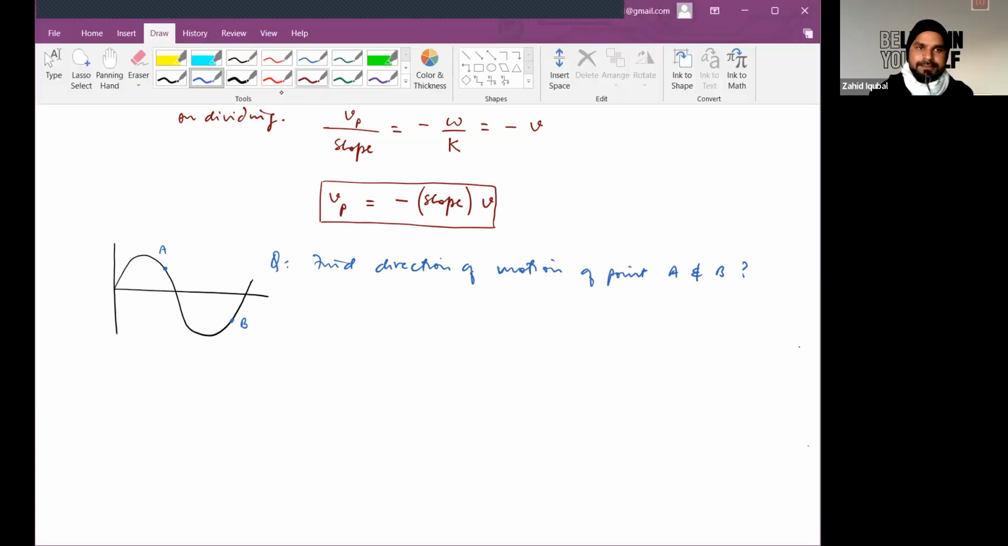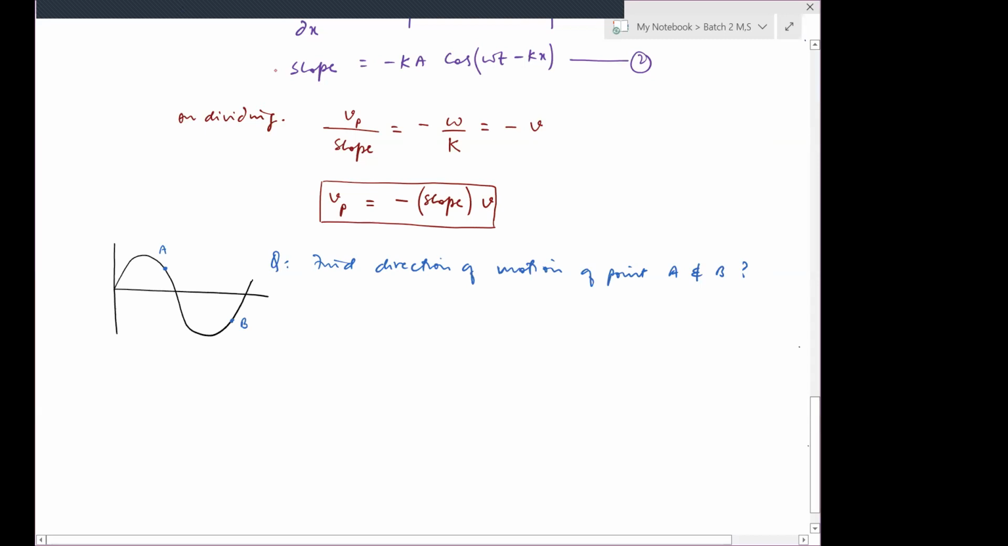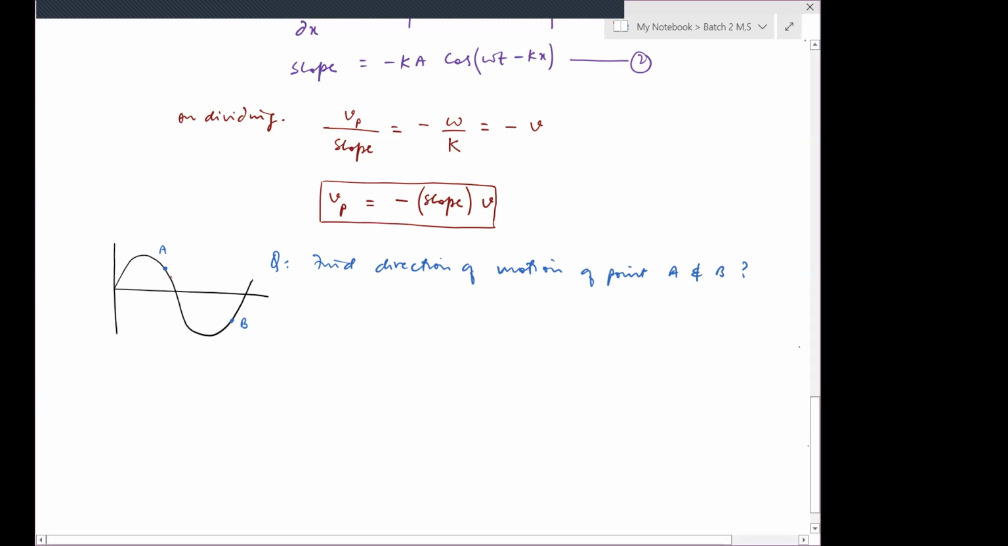Samaira, any idea? Just guess. Particle is towards the negative axis. No. It must be vibrating up and down only. Okay.